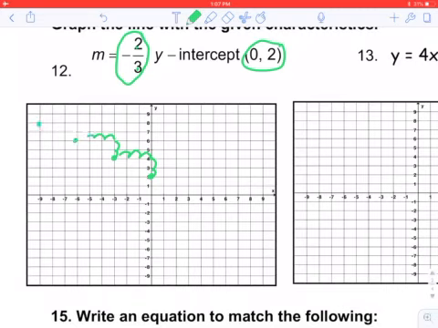However, I can kind of already tell where the rest of these points are going to be. They're going to be somewhere over in this region, right? So that means I could also go down 2 and then positive right 3. Again, down 2, right 3, down 2, right 3. So there is my line that has the correct y-intercept and the correct slope.